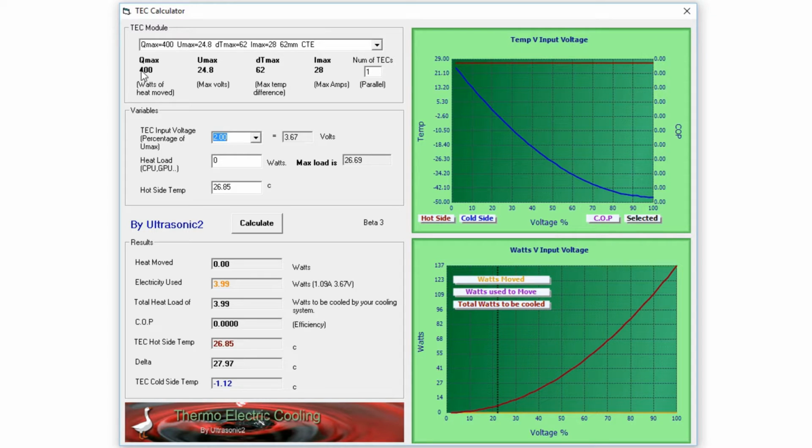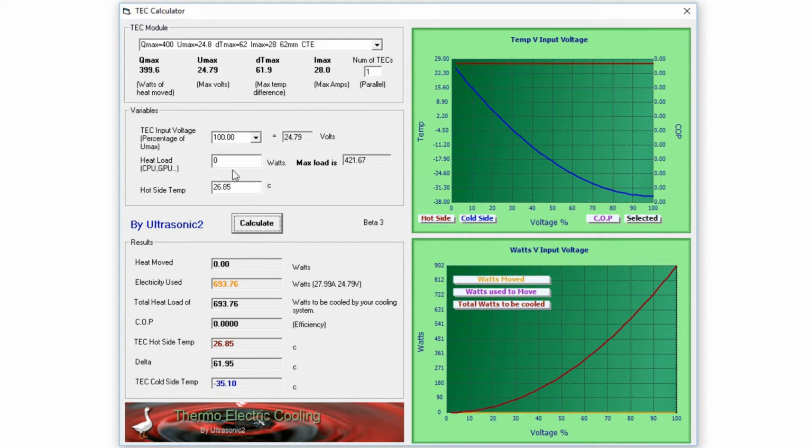Down here we have the Qmax, which is the maximum amount of heat moved, or cooling if you like. Umax, which is the voltage. DTmax, which is the maximum temperature difference between the hot and the cold side while moving nothing. Imax, which is max amps. And then we have the voltage at the percentage. Now that only updates once you change this.